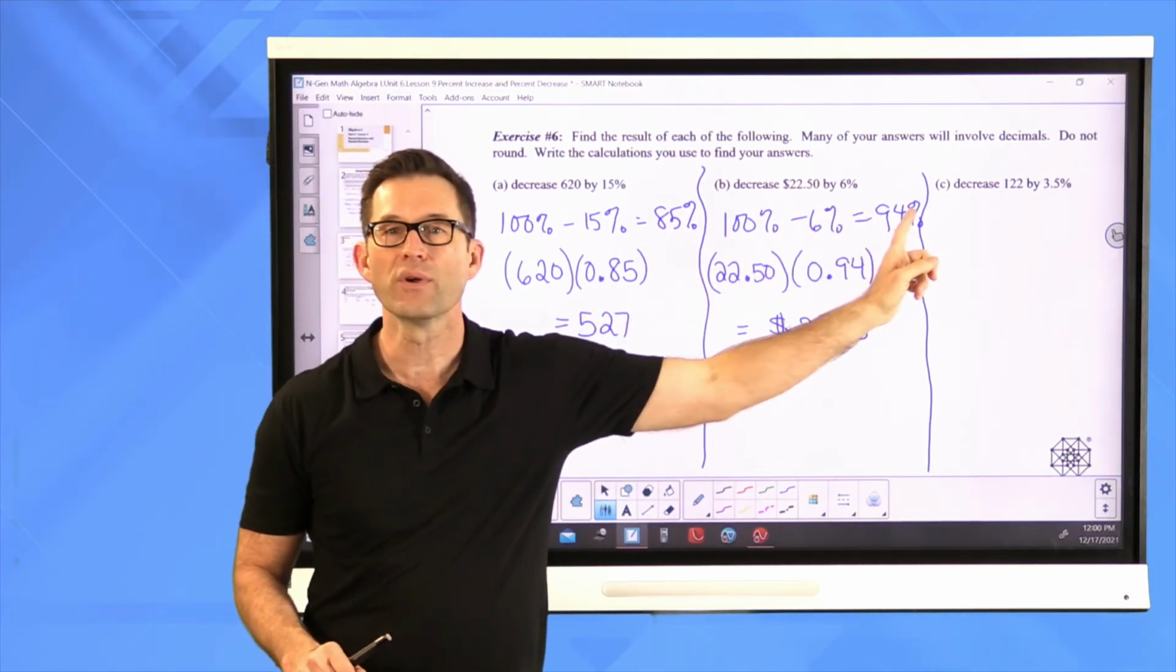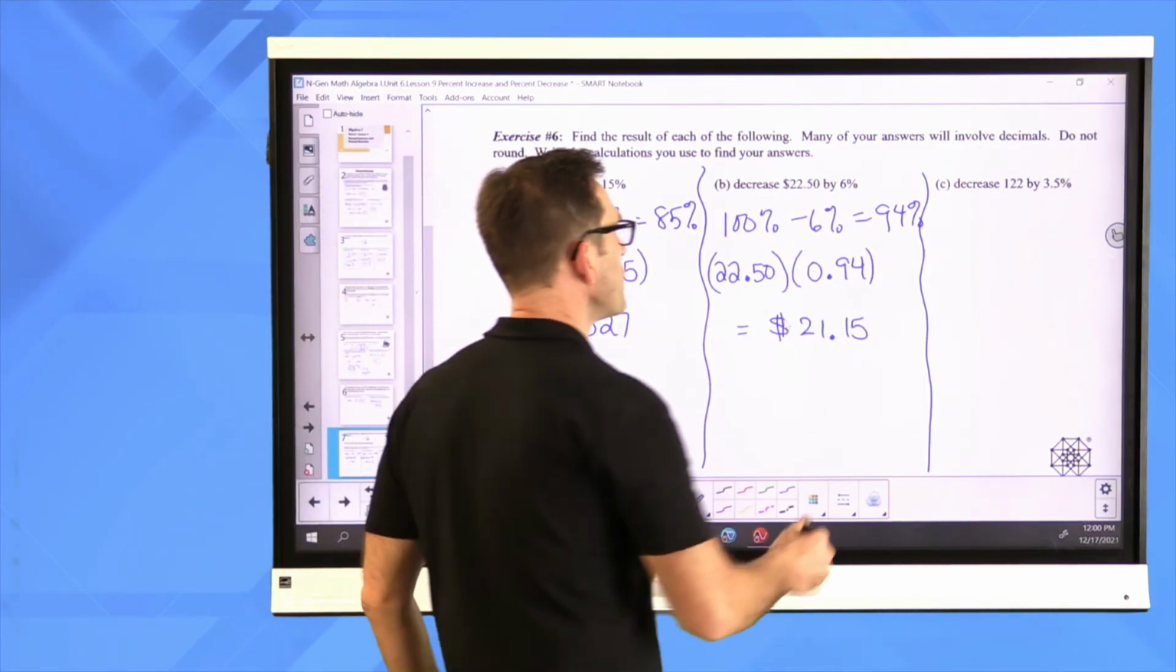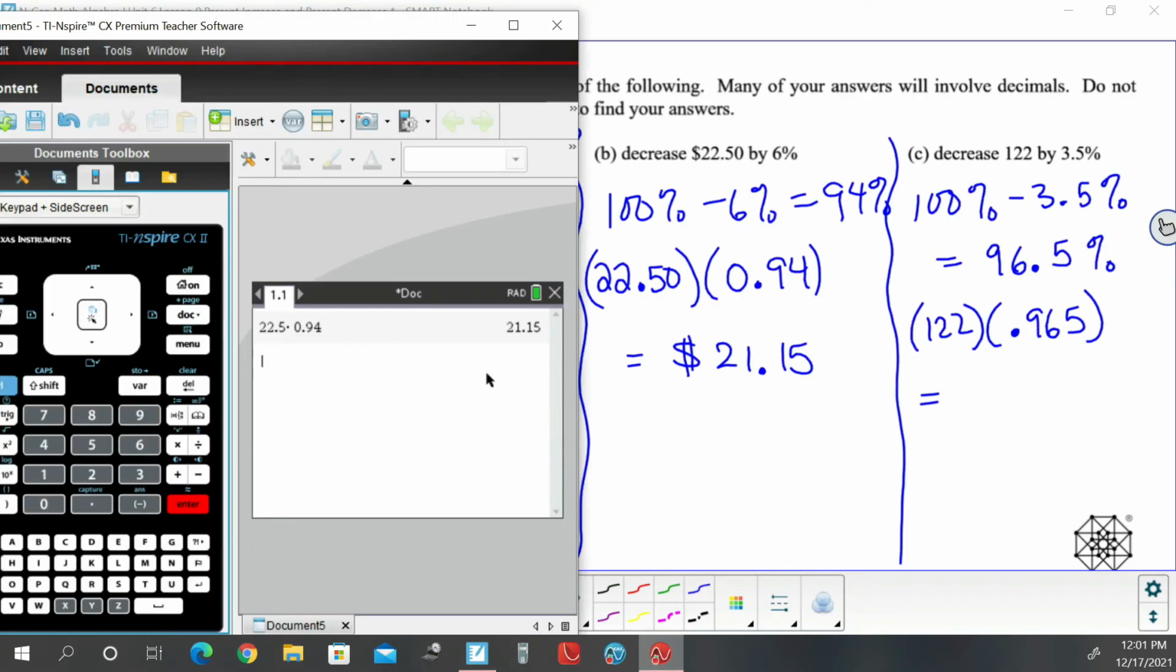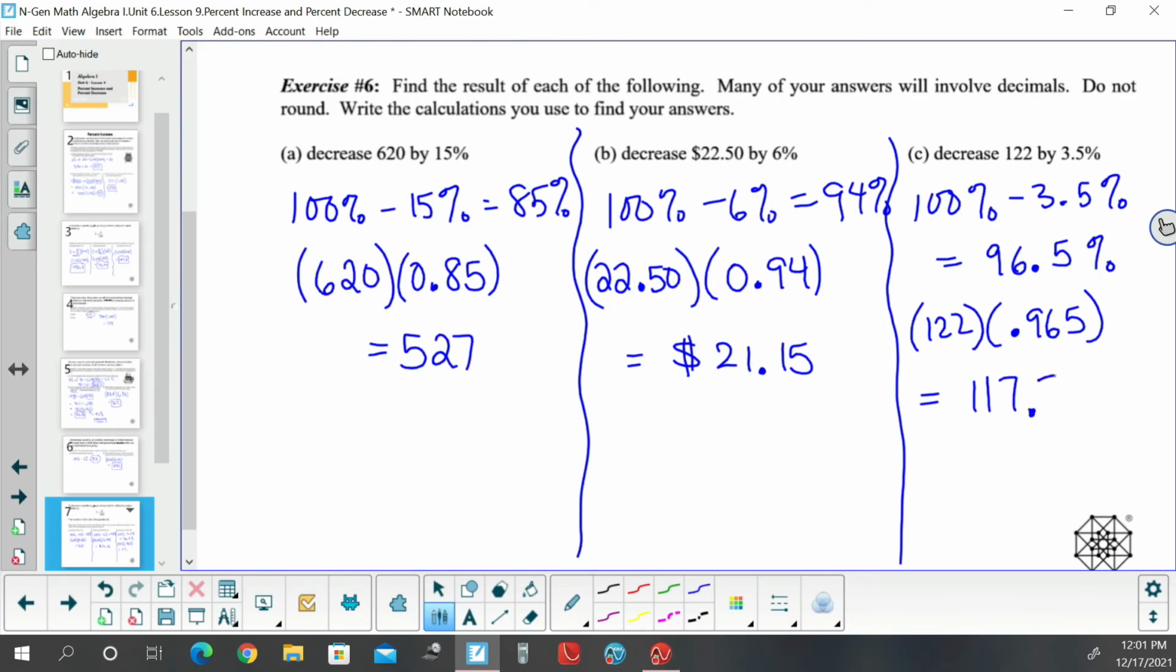These are always the trickiest scenarios, when you're dealing with percents that also have either fractions or decimals within them. Decrease 122 by 3.5%. Again, here's where it might be helpful to say, well, 100% minus 3.5% is equal to 96.5%. So that means I'm going to take my 122 and multiply it by 0.965. Definitely don't want to do that in my head. 122 times 0.965. Just making sure that all looks good. 117.73.